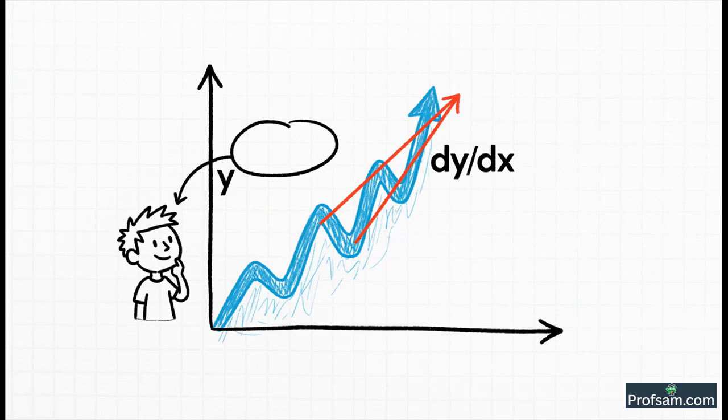Imagine you're a content creator. Your follower count is y. The speed, or the rate, at which you're gaining new followers, well, that's what we call the derivative, dy by dx. It's literally just a measure of how quickly your follower count is changing.